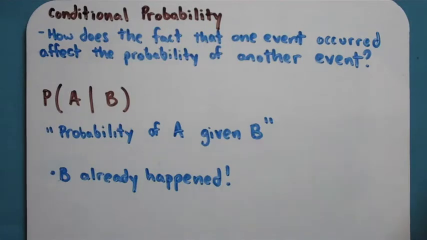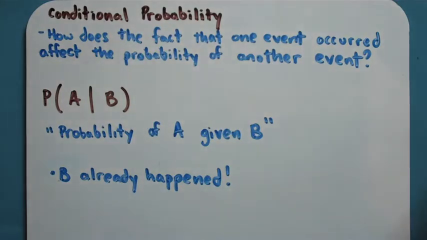This video is going to introduce the concept of conditional probability. And the big question with conditional probability is what I have written here on the top of the slide. Basically, we're looking at how the fact that one thing already happened affects the probability of something else happening. So we're kind of saying something's already done. How does that change what we're looking at now?